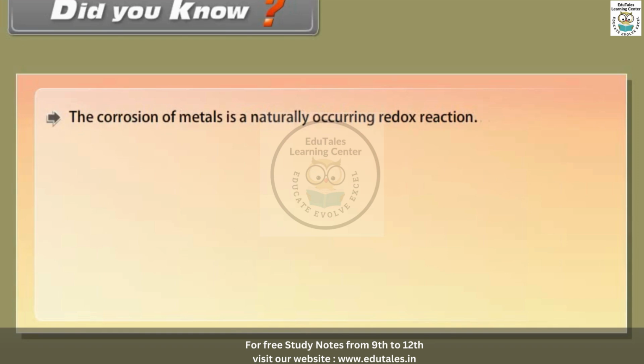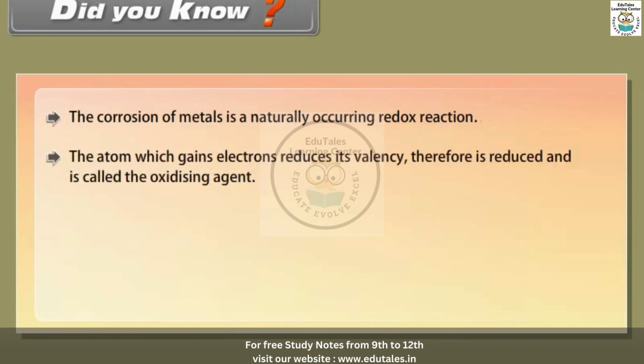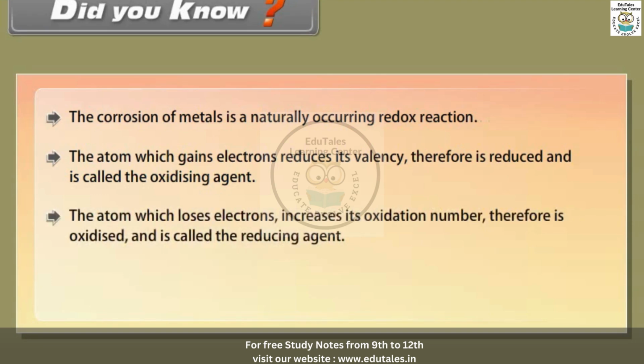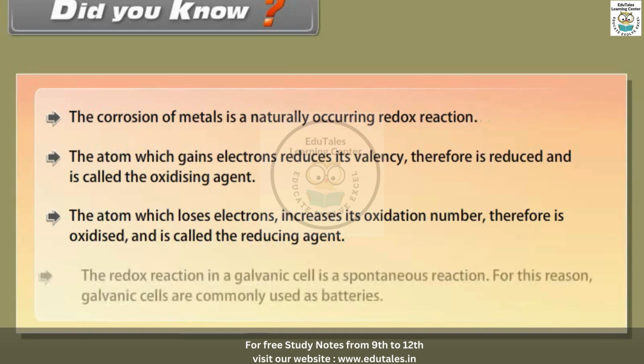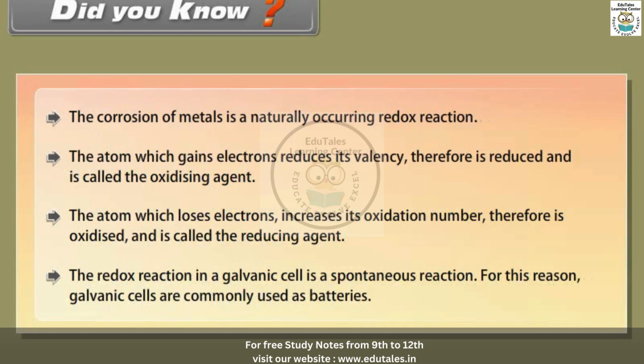Did you know? The corrosion of metals is a naturally occurring redox reaction. The atom which gains electrons reduces its oxidation number, therefore is reduced and is called the oxidizing agent. The atom which loses electrons increases its oxidation number, therefore is oxidized and is called the reducing agent. The redox reaction in a galvanic cell is a spontaneous reaction. For this reason, galvanic cells are commonly used as batteries.